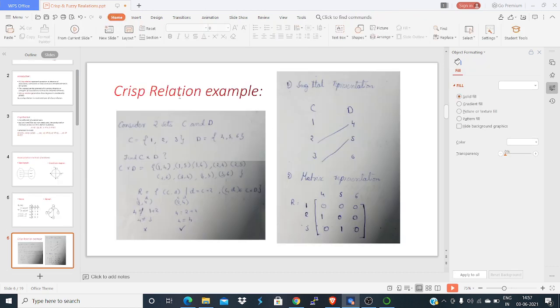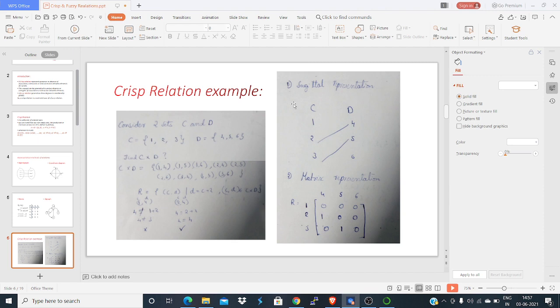Next, let's take an example, C and D, where C has values 1, 2, 3 and D has 4, 5, 6. Here the given relation is that D equals C plus 2. First, we find the product of C and D, which is (1,4), (2,4), (3,4), and so on up to (1,6), (2,6), (3,6). We check all the values, and the resultant relation we get is (2,4), (3,5).